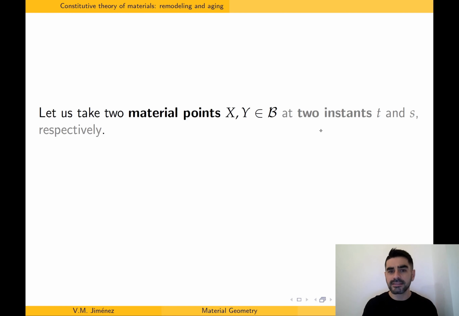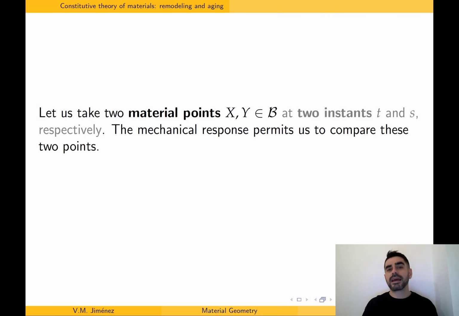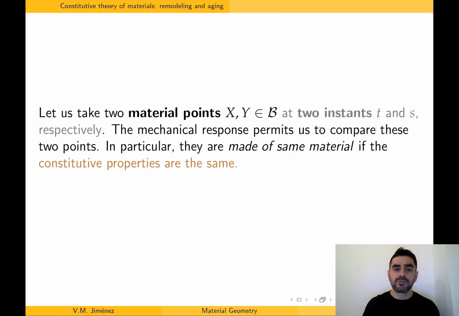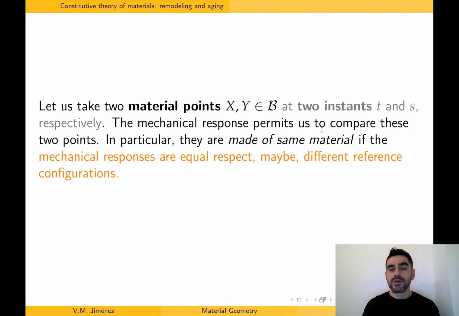Let us take two points, X and Y, at two instants, T and S respectively. Then by using the mechanical response, we can compare these two points at these two different instants. In particular, we can say that they are made of the same material if the constitutive properties are exactly the same, which is obvious, right? So in other words, we may say that they are of the same material if the mechanical responses are exactly equal, with respect to maybe different reference configurations.